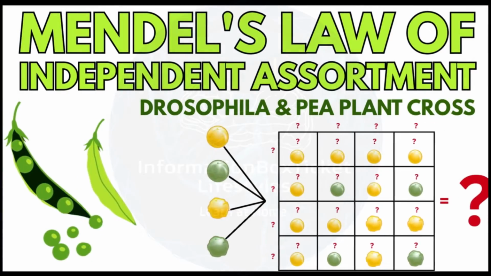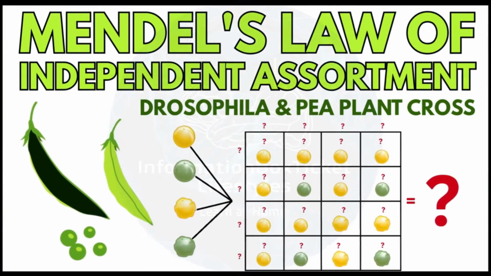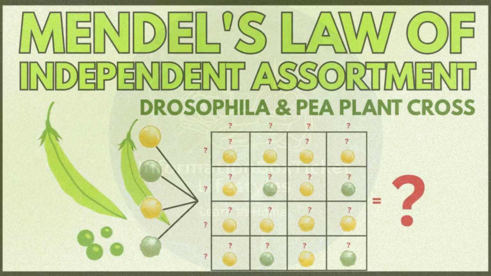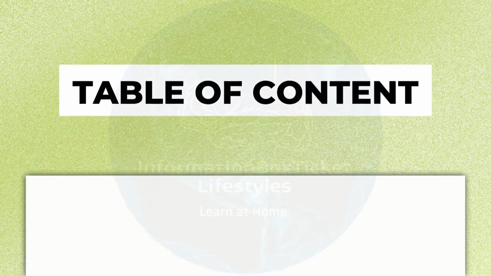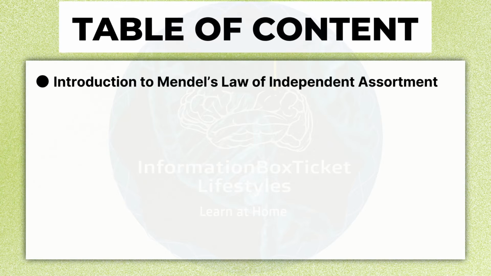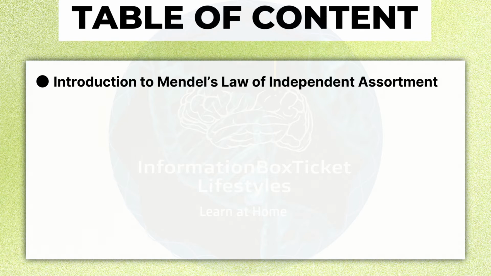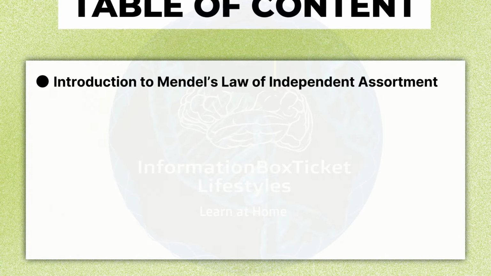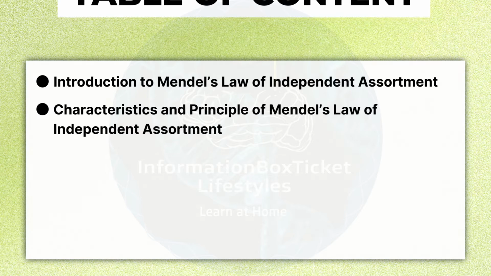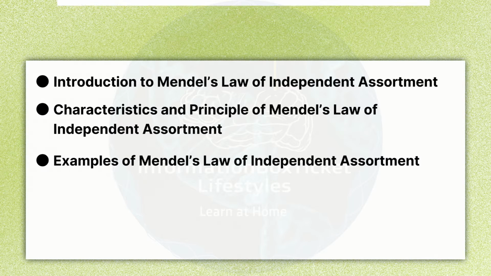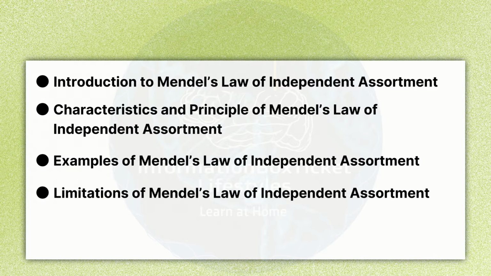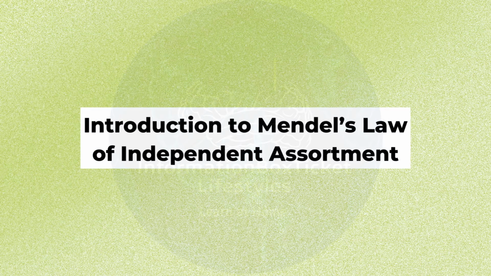Mendel's law of independent assortment explained with examples. Table of contents: Introduction to Mendel's law of independent assortment. Characteristics and principle. Examples. Limitations. Introduction to Mendel's law of independent assortment.